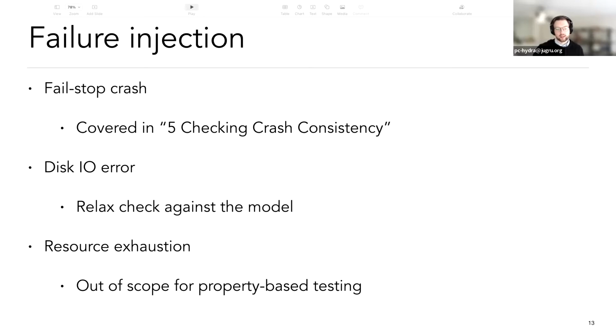The model is also extended later with failure injection, and there are certain failures they extend to, which is the fail-stop crash covered in the crash consistency part, and disk IO errors, which the way they do is relax the model to allow relaxed checking against the model. So when a certain operation crashed, we have a check which says don't compare the crashed operations to the reference model. And some things like resource exhaustion are specifically out of scope for property-based testing, because it's hard to extend the model to those accidental complexity things without making it more complicated than it should be.